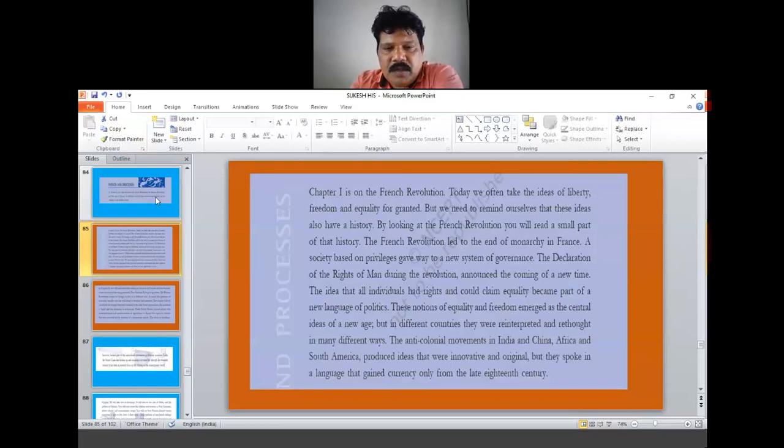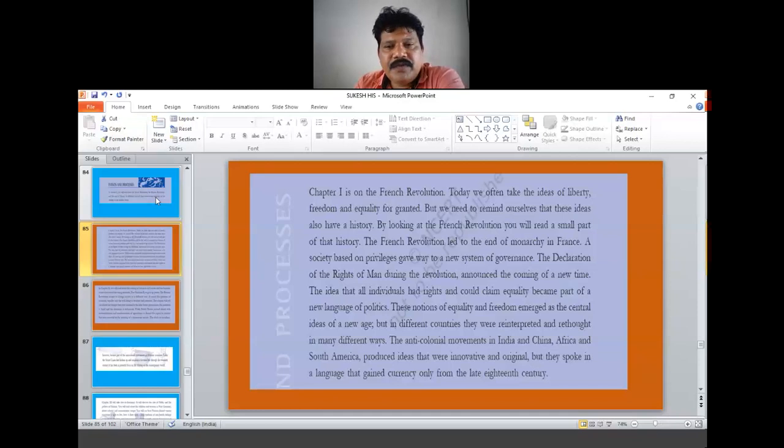Now, why do we always quote the French Revolution as the landmark of liberty and equality, or the champion of liberty and equality? Because the French Revolution is a revolution where people fought against the monarchy, against the kingdom, against the existing governmental system.